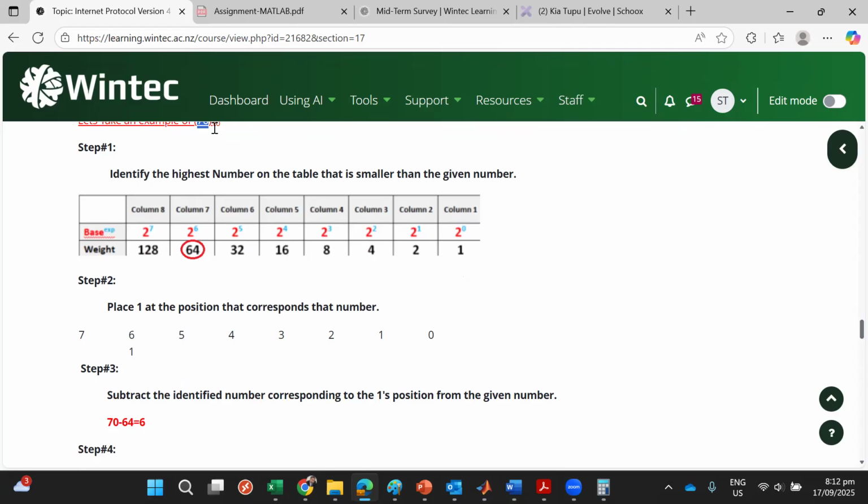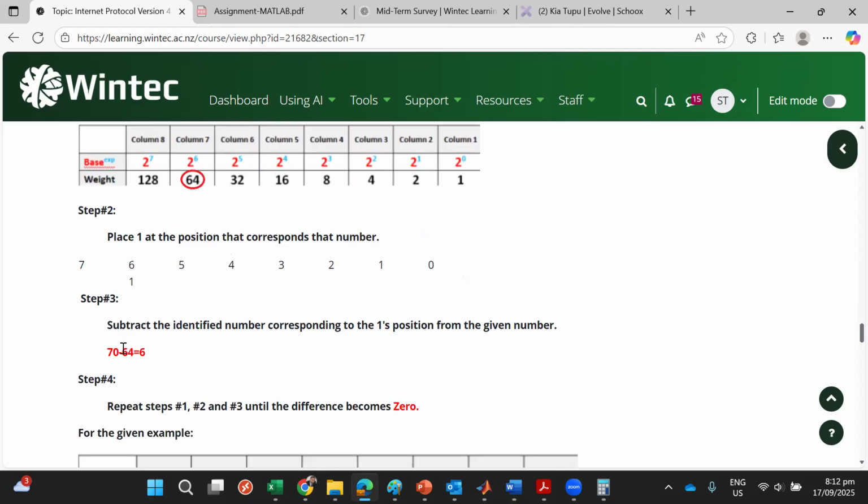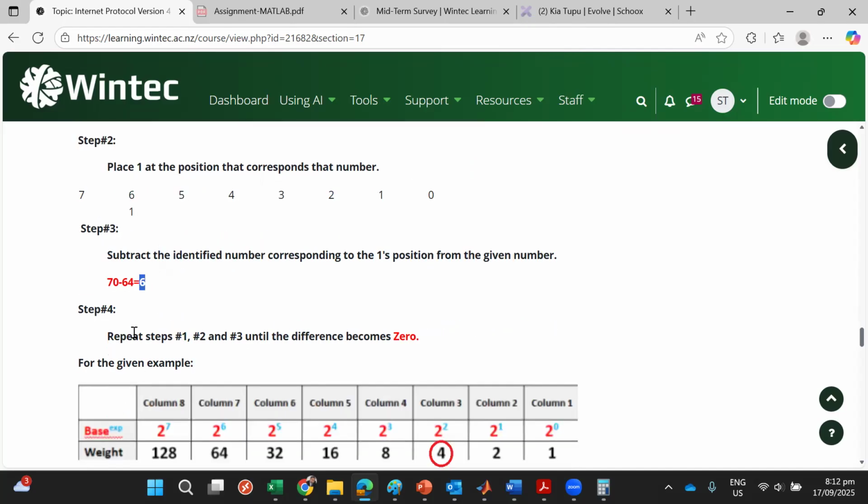So we have selected one number for the binary number. Now from this 70, I have already got 64. That means I have to subtract 64 from 70. Then I am left with 6. So now my number is 6. Now I have to forget about 70 and start considering this 6. With this number, you have to start repeating steps 1, 2, and 3.